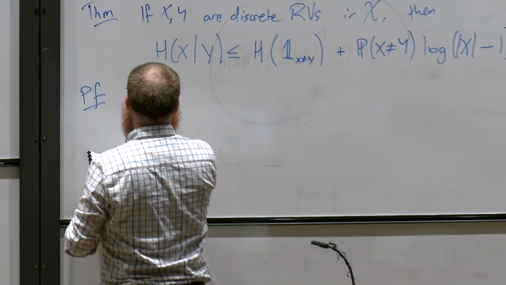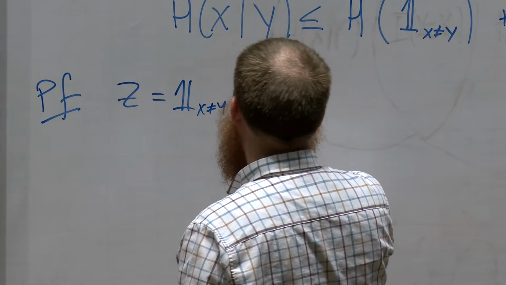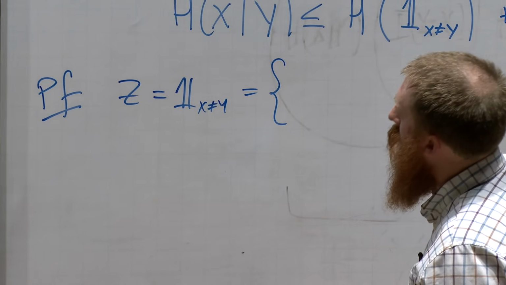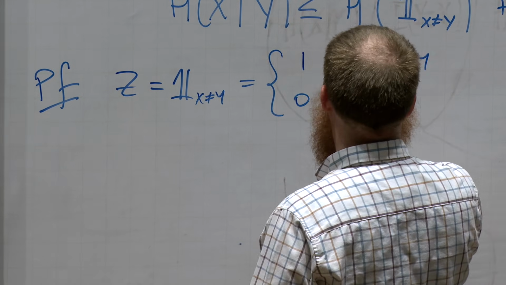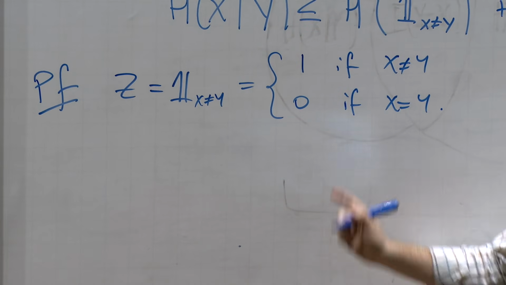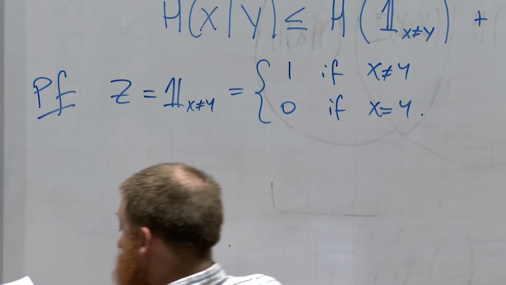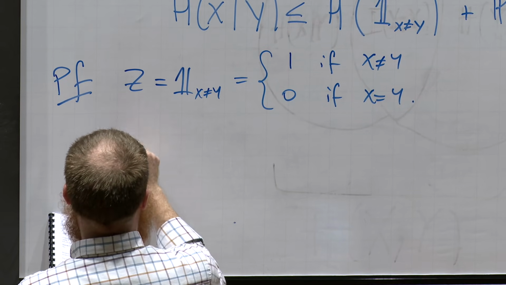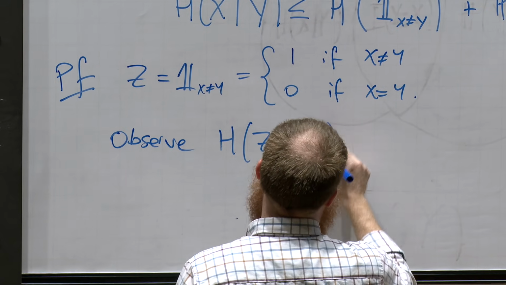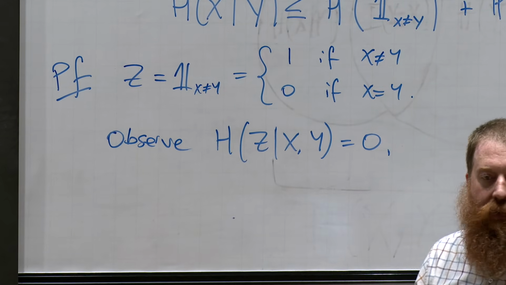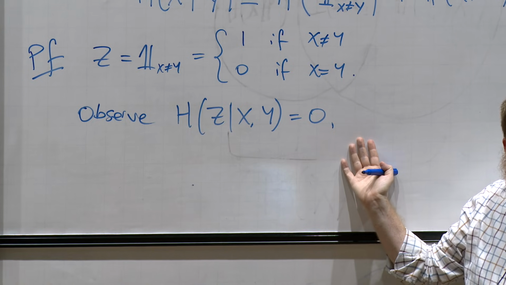To save me writing, z's the indicator of x not equal to y. So of course this is the random variable, which is 1 if x is not equal to y and 0 if x equals y. So this is still a random variable. I don't know it. There we are. Then observe that the entropy of z given x and y is 0. It is a function of x and y. In fact, I've written the function down. So the entropy is clearly 0.